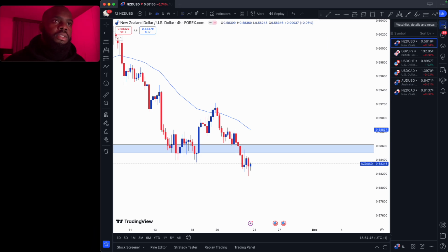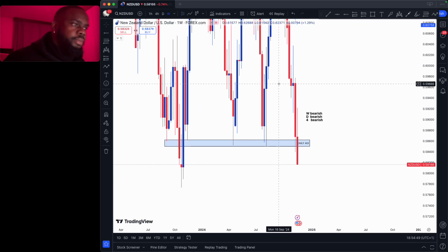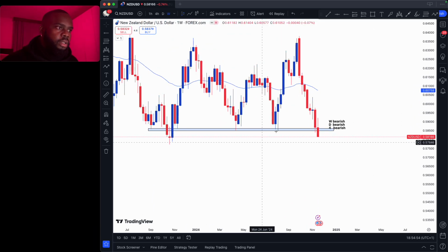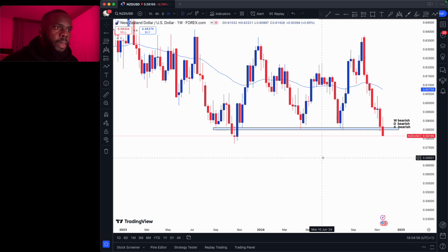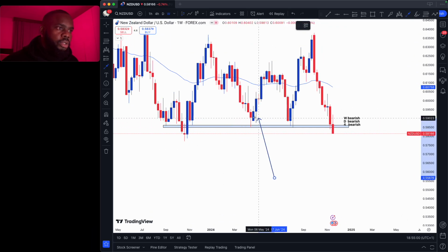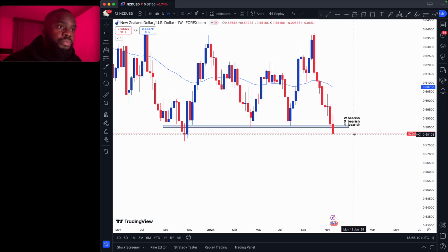So let's go into it. Let's start off with NZDUSD. First, start off with the weekly. As you can see, the weekly closed bearish. These are major lows. The weekly candle closed bearishly under the body of this candle. So the weekly is bearish.